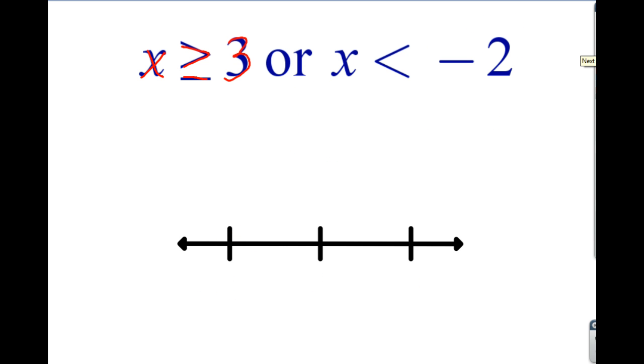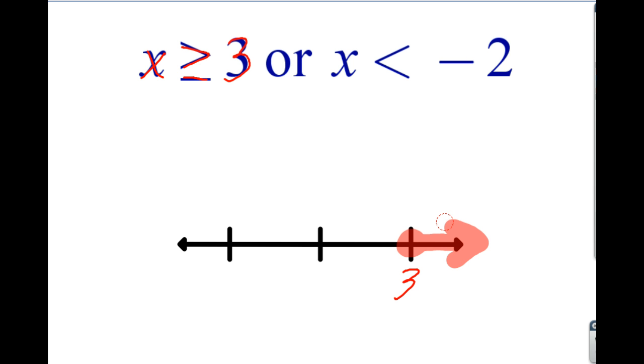So let's say we'll put 3 here. We'll put a closed circle in. In fact, I don't need it. We'll do close. Oops, wrong color. Still the wrong color. There it is. And then we'll shade to the right, okay? Now that means any number that's greater than or equal to 3.